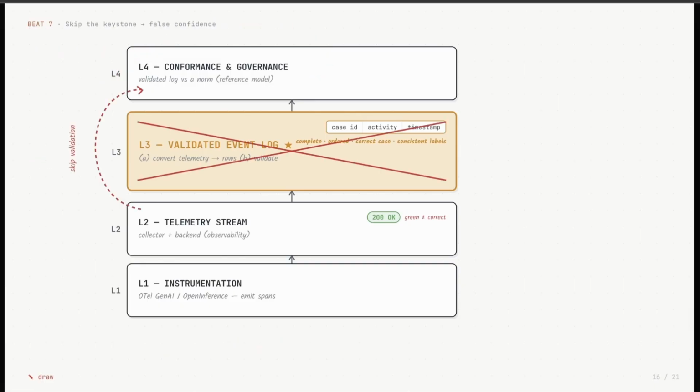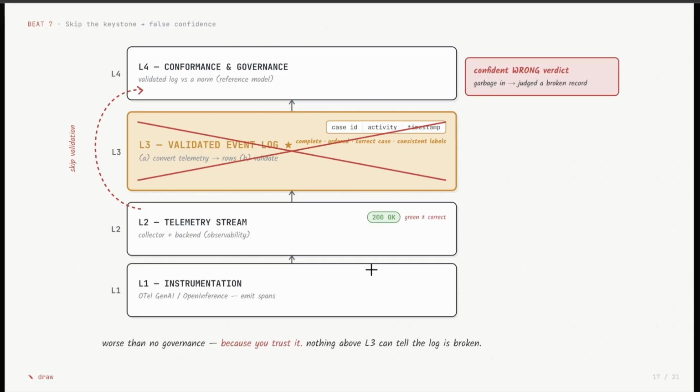Now, let's say we skip layer number 3, because here, of course, you could say, yeah, why don't we just do the conformance from here and there is no problem? Well, there is an issue there because we don't have a reference model and we don't know if our event log is valid or not. The traces that we have are a valid log or not. So let's say we skip it out. Here we have a problem.